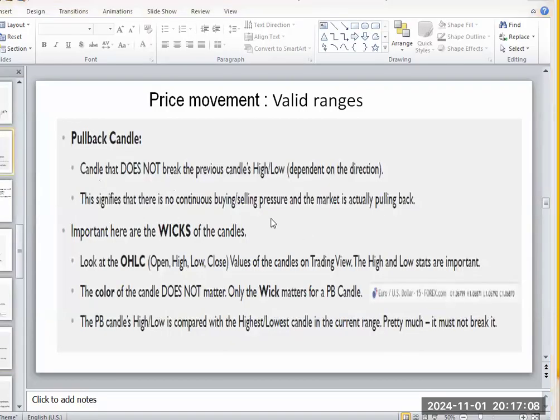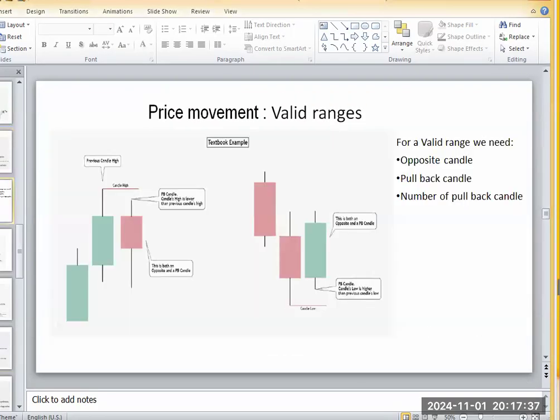So pullback candles. The next thing is that we need to have a pullback candle. Now, this pullback candle can also be an opposite candle or can be the same candle as the other one. But the important thing is that, if it's in an uptrend, the top of that candle must be lower than the last candle. Okay, so to explain that a bit more, let's look at an example.